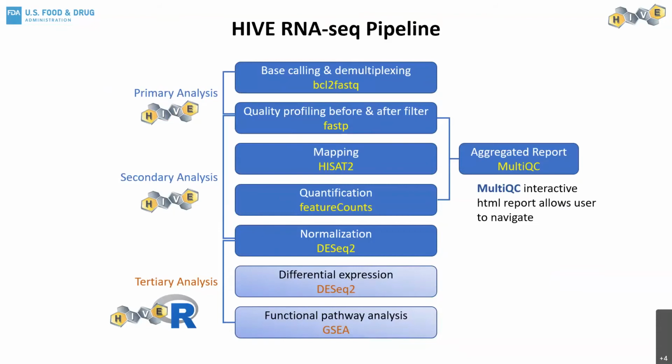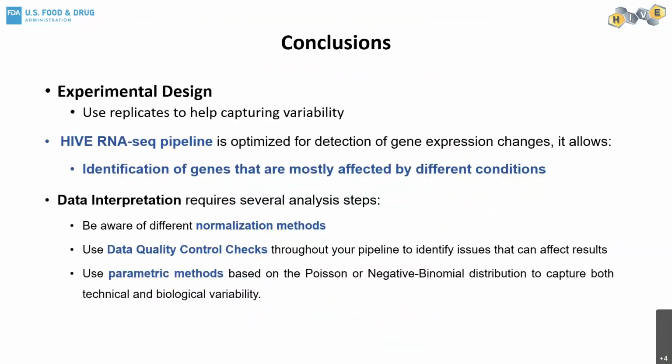And then that's it. This is just a reminder of the whole pipeline that we have, from primary, secondary, tertiary, and conclusions. It's important to remember for the experimental design to use replicates to help capture the variability. The Hive RNA-Seq pipeline is optimized for detection of gene expression changes. It allows identification of genes that are mostly affected by different conditions. Data interpretation requires several analysis steps. Be aware of different normalization methods.